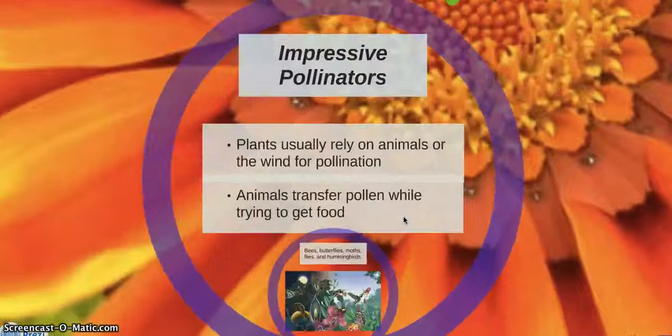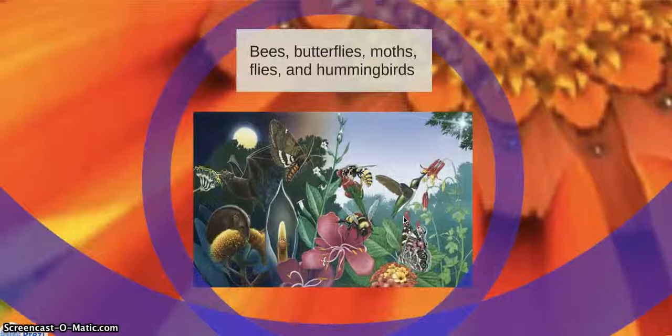So, getting pollen from one flower to another is no easy feat, especially if you're rooted in the ground like plants are. So most plants get help from animals who transfer pollen without even meaning to while they're trying to get food. It's pretty cool. Some common pollinators are bees, butterflies, moths, flies, and hummingbirds.